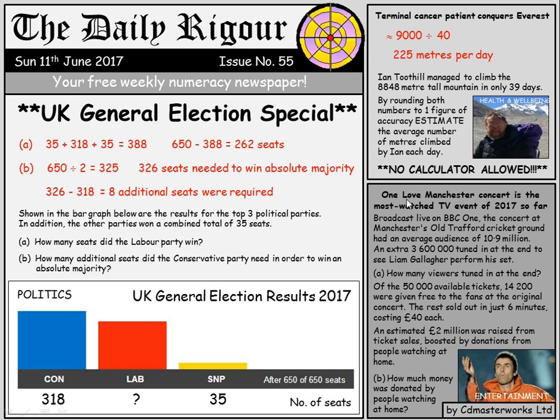Okay, so we actually had a really feel-good story there, but we had an even other good feel-good story that was kind of overtaken by the general election with the One Love Manchester concert. So fantastic concert, I have to say. Okay, so an average audience of 10.9 million, but an extra 3,600,000 tuned in at the end to see Liam Gallagher perform this absolutely wonderful set, and of course there he is there. So how many viewers tuned in at the end?